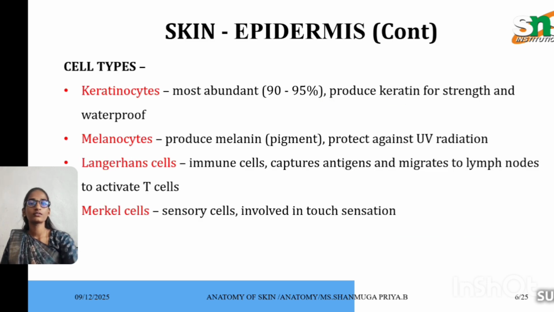Next, there are mainly four types of cells which are commonly present in this epidermal layer, namely keratinocytes, melanocytes, Langerhans cells, and Merkel cells. Keratinocytes are most abundant, that is 90 to 95% in our body, and they produce keratin for strength and waterproofing. Melanocytes produce melanin, which is a pigment, and this pigment protects against the UV radiation.